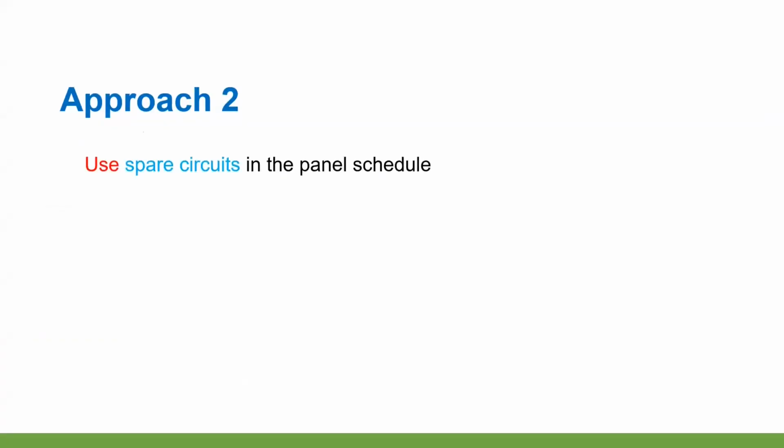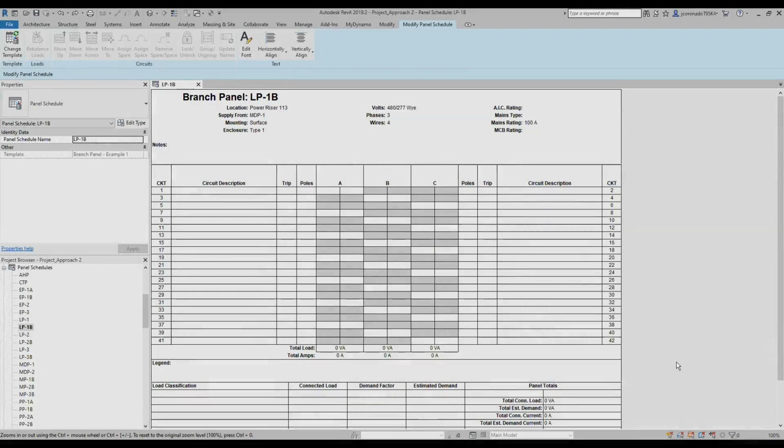Approach 2. You could use spare circuits in the panel schedule. In our example, let's add one spare circuit. You can change the load name. You can also change the breaker size, the number of poles, and the load of the circuit directly in the panel schedule. Since we're using spares, the existing load will show up under the spare load classification.